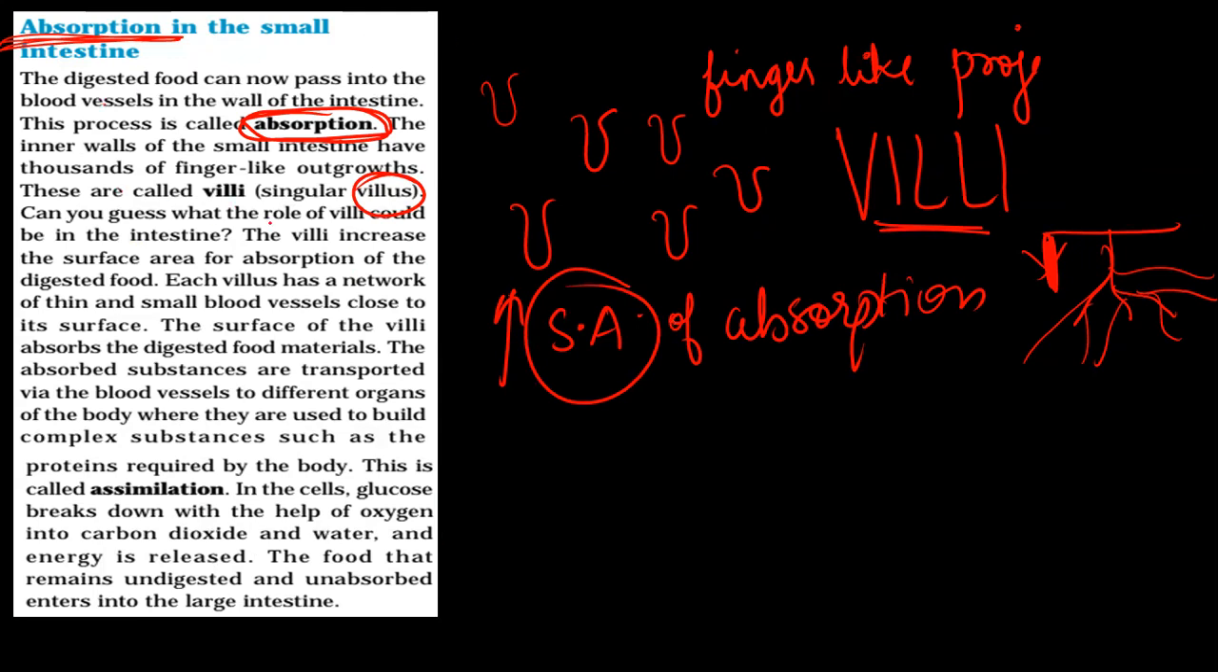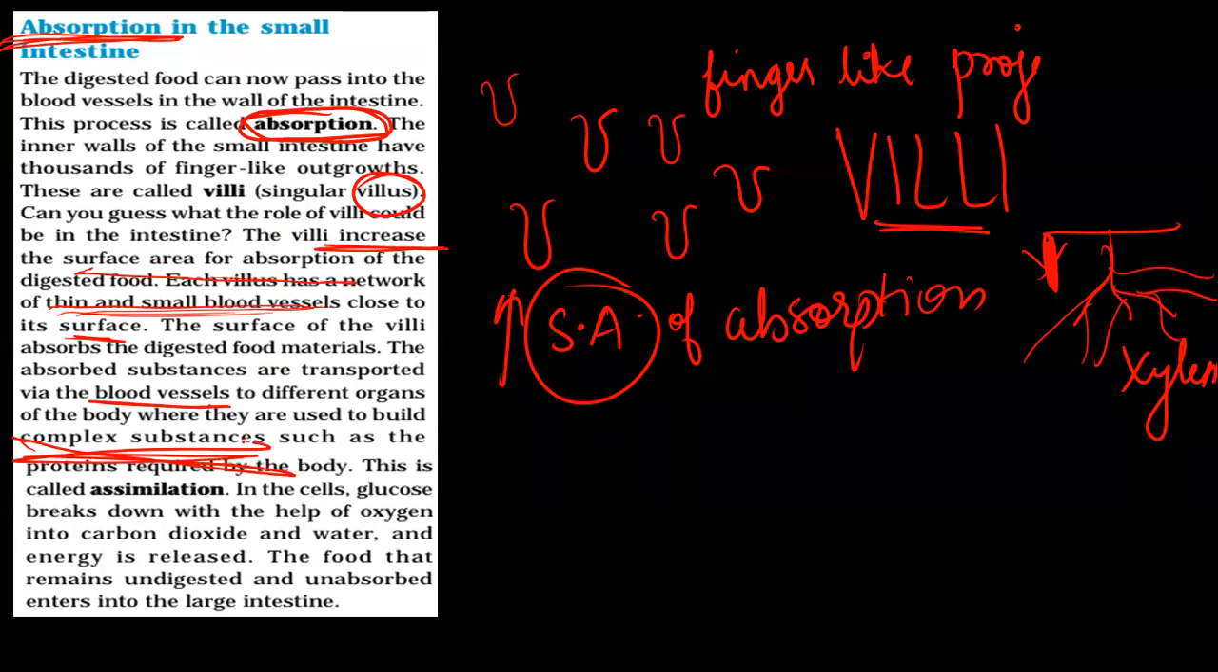So you can see, what is the role of villi? They increase the surface area for absorption of the digested food. Connect this with root hair. They increase the absorption area for water and minerals. Over there, they have xylem. Here, there are thin and small blood vessels close to its surface. And the surface of villi absorbs these materials and they are transported via the blood vessels to various parts of the body. And they are used to build complex substances.